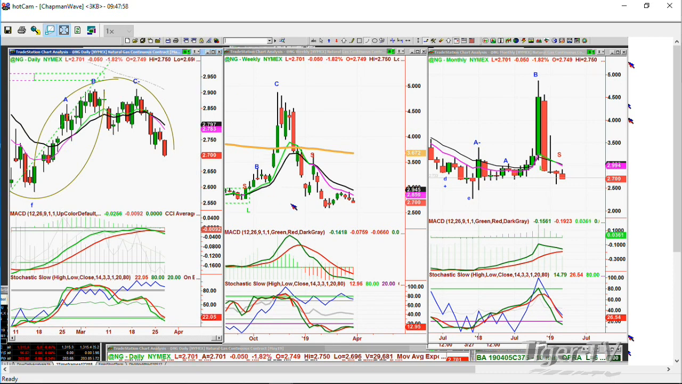Look at the Eiffel Tower. Goes straight up, straight down in the weekly. Look at this monthly. Eiffel Tower, straight up, straight down. Looks like an uppercase A. I love this. Patterns repeat over and over because all it is a conglomeration of human emotion.